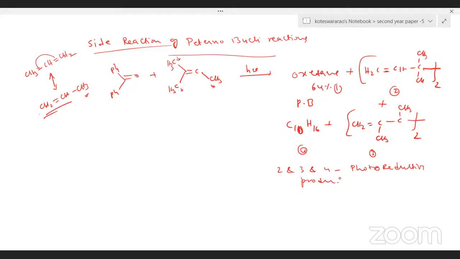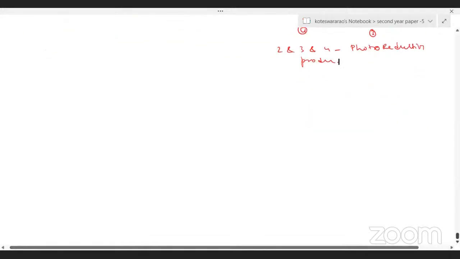Now, coming to the Norrish type cleavages, the second important named reaction. I will give you just the definitions of Norrish type cleavages now. Next week, I will discuss it in a detailed manner. Today we have only 7 minutes of time. Due to that reason, I will just brief the definition of the Norrish type cleavages.